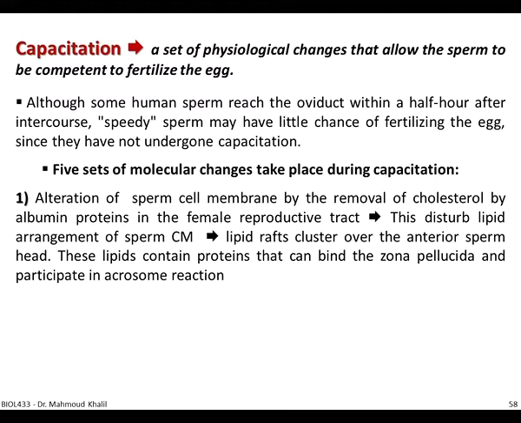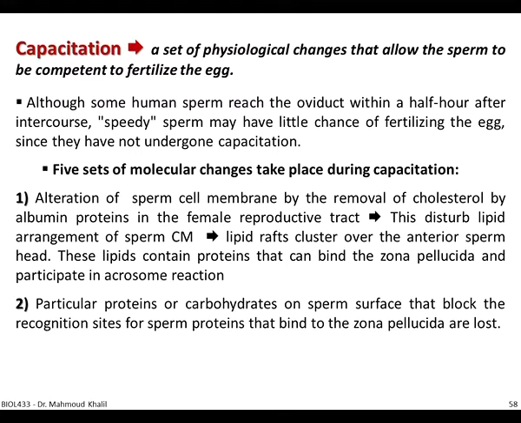Why? Because the cholesterol in the cell membrane of the sperm could interfere with the attachment of the sperm to the cell surface of the ovum. The removal of the cholesterol will disrupt the lipid arrangement of the sperm cell membrane and leave a lipid raft cluster over the anterior sperm head. These lipids contain proteins that help the sperm bind to the zona pellucida and participate in the acrosome reaction. So if the cholesterol is not removed from the anterior part of the sperm cell membrane, this will interfere with binding to the zona pellucida, and hence there will be no acrosome reaction. This is the first molecular event that occurs for the sperm.